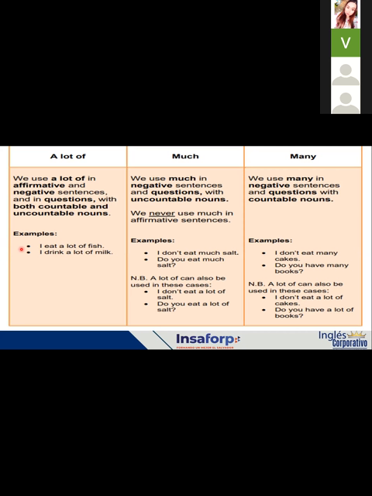Chicos, ¿quién me puede decir cuál es el countable y cuál es el non-countable or uncountable? El uncountable is I drink a lot of milk and the first one is countable. Excellent. Yes, that's right. Uncountable. When we say milk, that's uncountable. When we talk about fish, that's countable. Thank you very much.